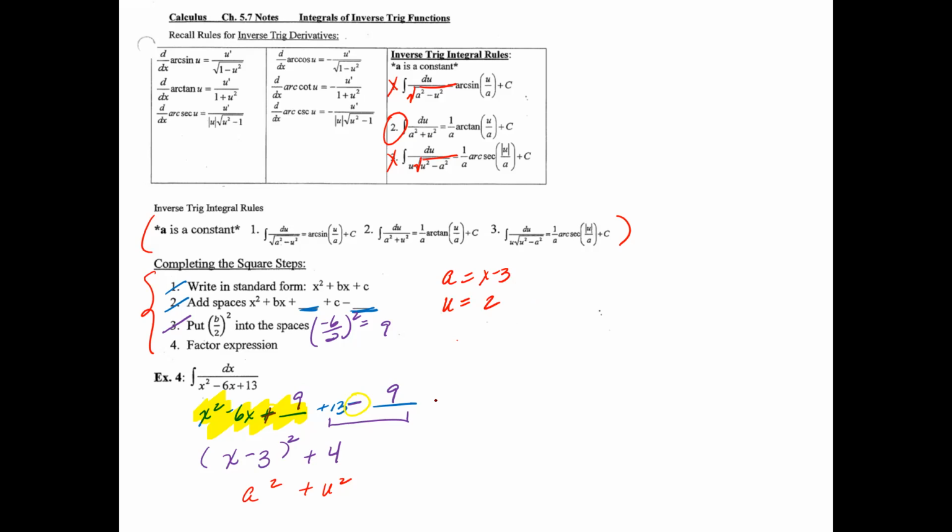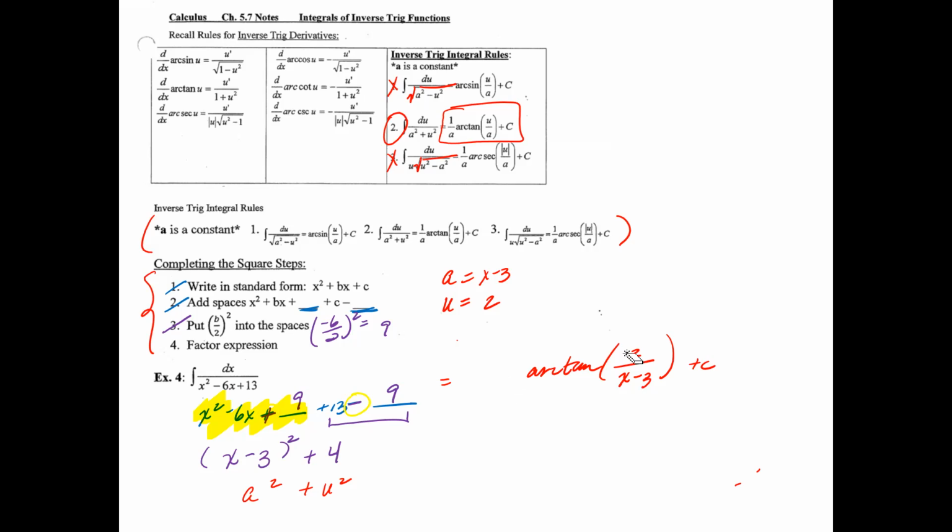And so once you have this, you can just go ahead and write equals. You know it's going to equal 1 over a, so 1 over x minus 3, arctangent of u, which is a 2, over a, which is x minus 3, plus c. Hold on a second. 1 over a, u over a, no, that's correct. Oh, wait a second. Hold on a second. So I actually did this a little bit backwards.